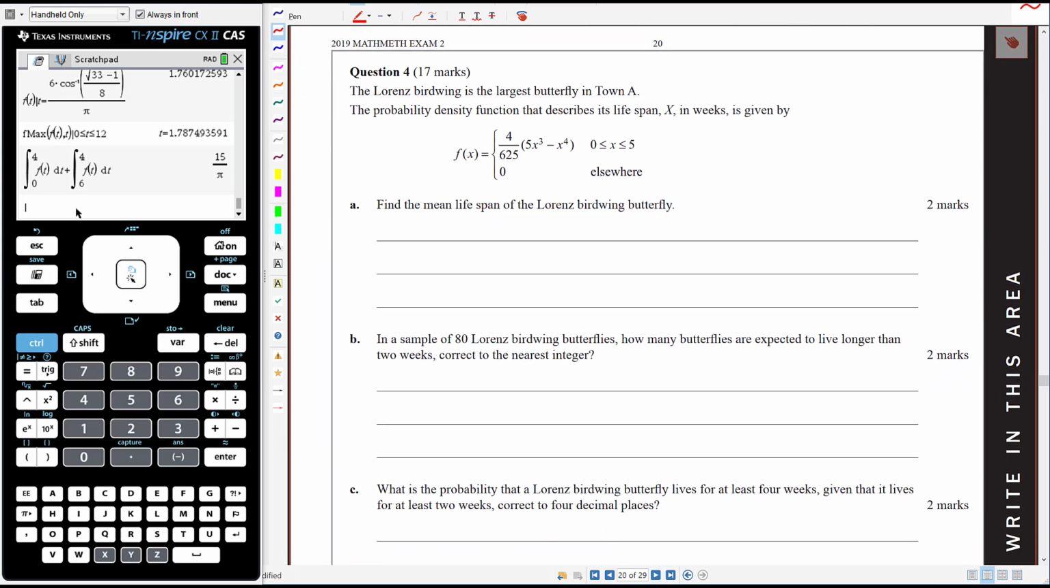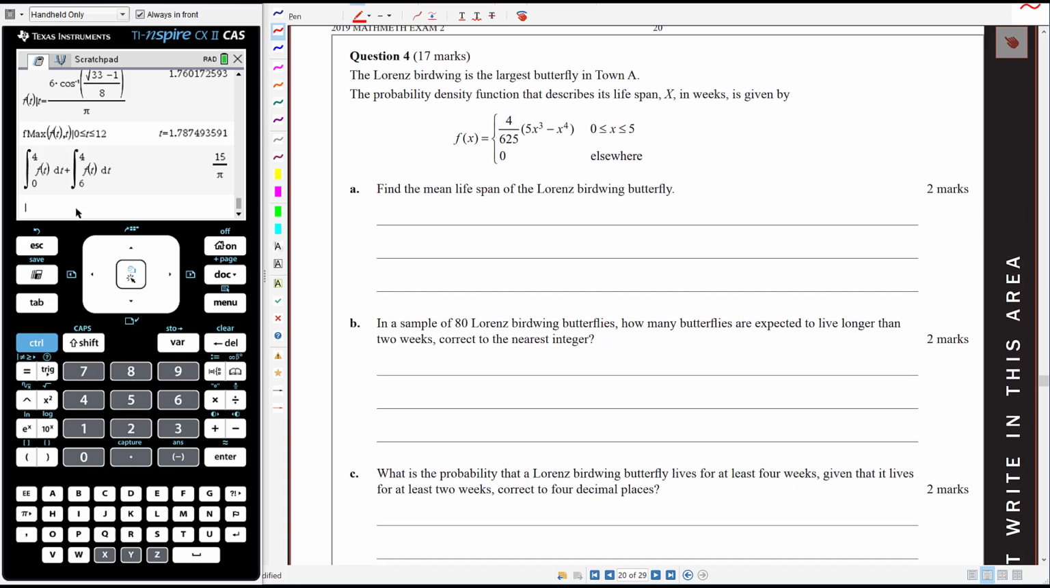Okay, question 4, 17 mark extended answer question. It's a probability question. Quite a lot of this question from memory is not relevant in 2020, but I will flag for you the bits that are relevant. The Lorenz birdwing is the largest butterfly in town A. The probability density function that describes its lifespan x in weeks is given by.